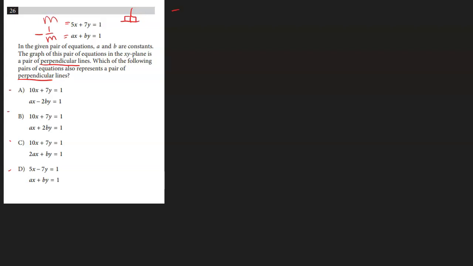So let's start with the top one. We know that it's 5x plus 7y equals 1. So we keep working towards it. We know 7y equals negative 5x plus 1, and that's going to be y equals negative 5x over 7 plus 1/7. So this line's slope will be negative 5/7.